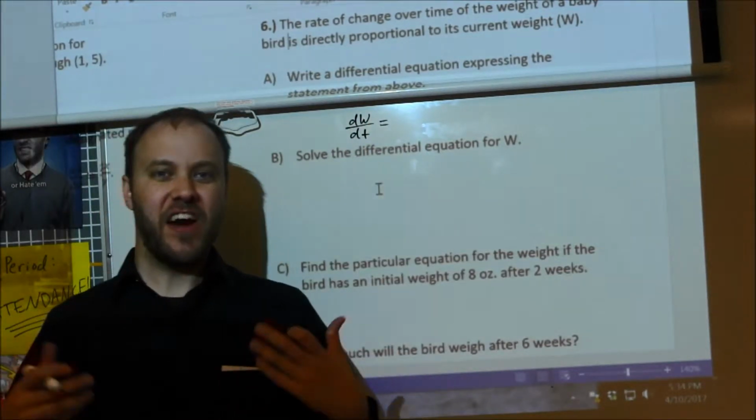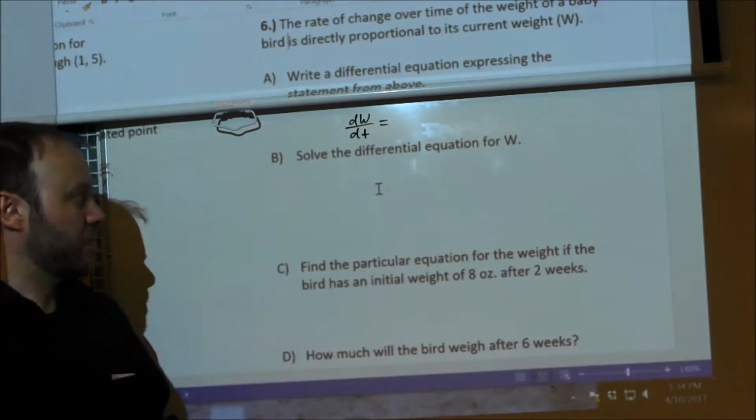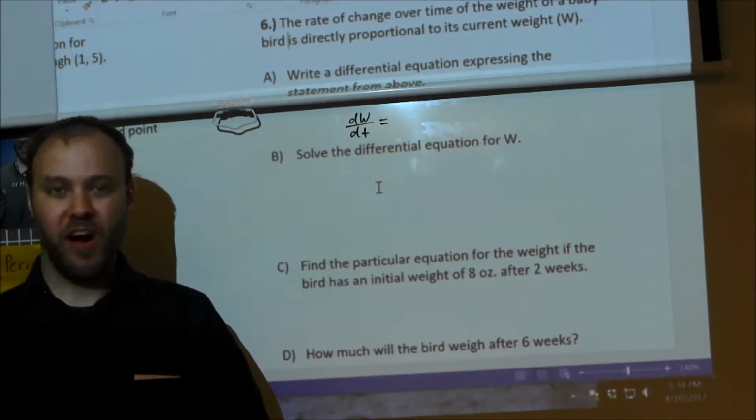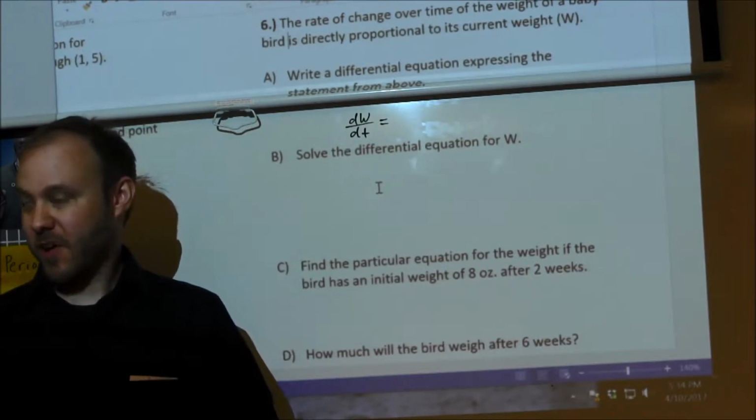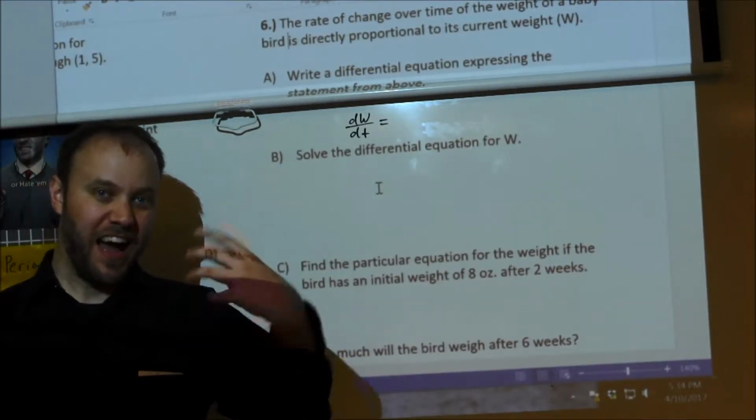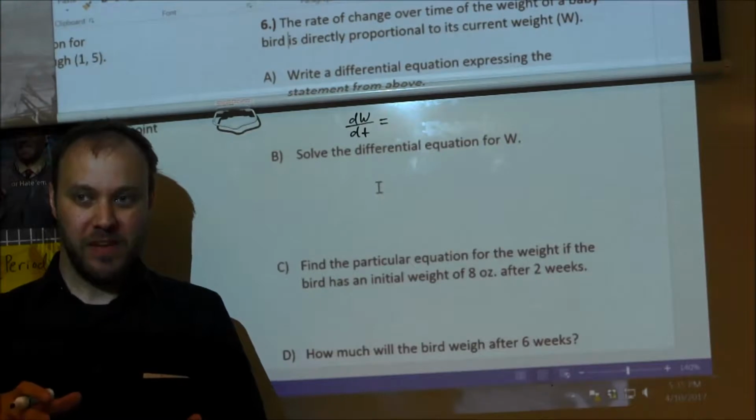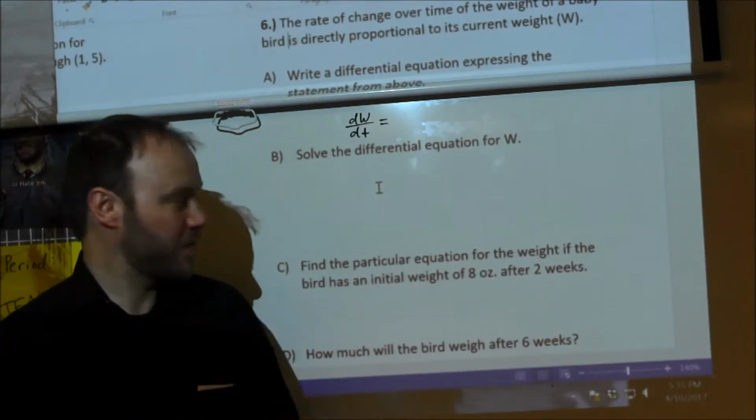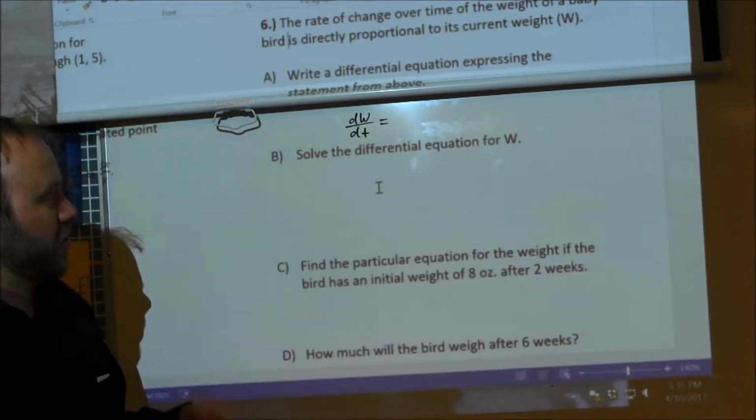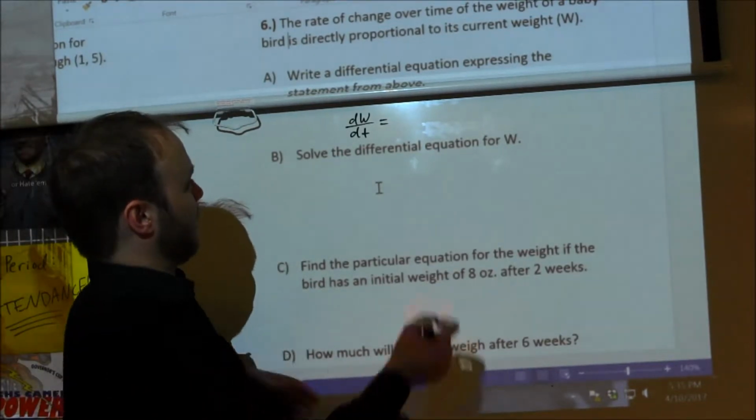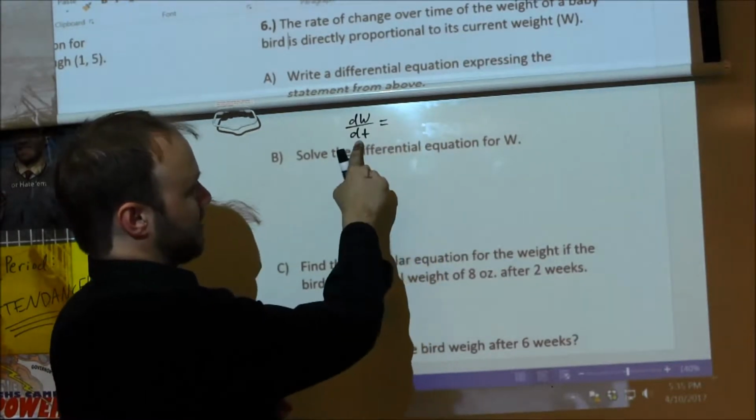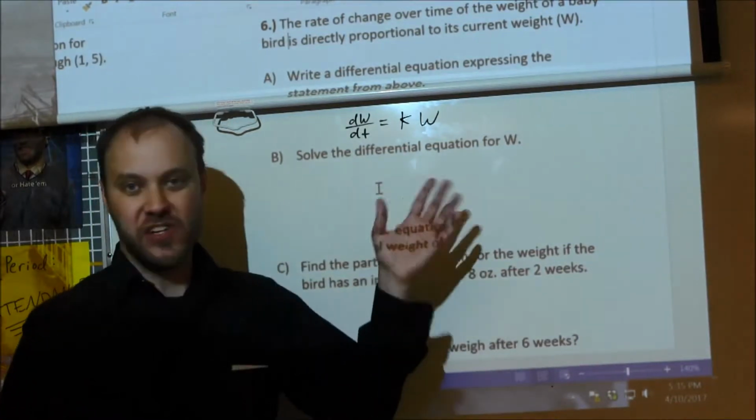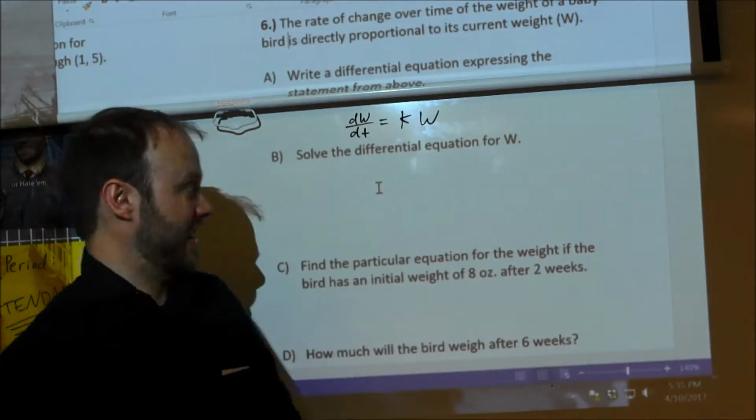If you're told that something varies directly, or is directly proportional, what you're really being told, and this goes back to Algebra 1, is that a constant is being multiplied by your input to give you your output. Very simple relationship, something you should have learned in Algebra 1, probably discussed again in Algebra 2. So what's really happening here? Well, it says that the rate of change of the weight is directly proportional to whatever the current weight is. So dW/dt equals kW in this case.